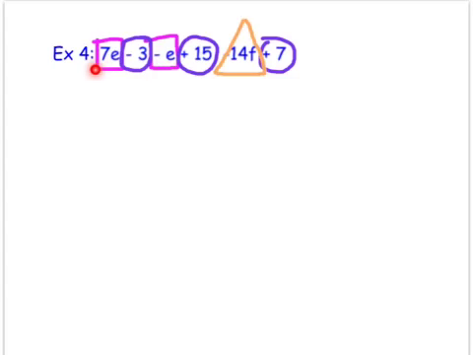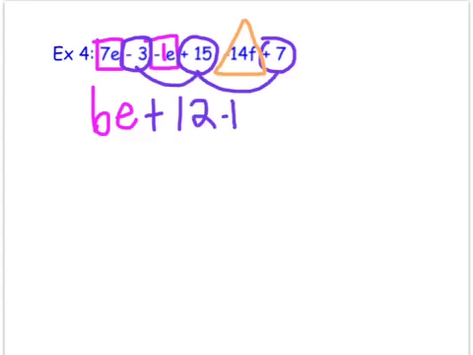Alrighty, let's see what we combine. 7E minus E. Well, if there's no number there, I could put in that 1 right there. So 7 minus 1, I get 6E. Minus 3 plus 15. What's negative 3 plus 15? Well, when I do that, I get plus 12. Did that. Plus 7.